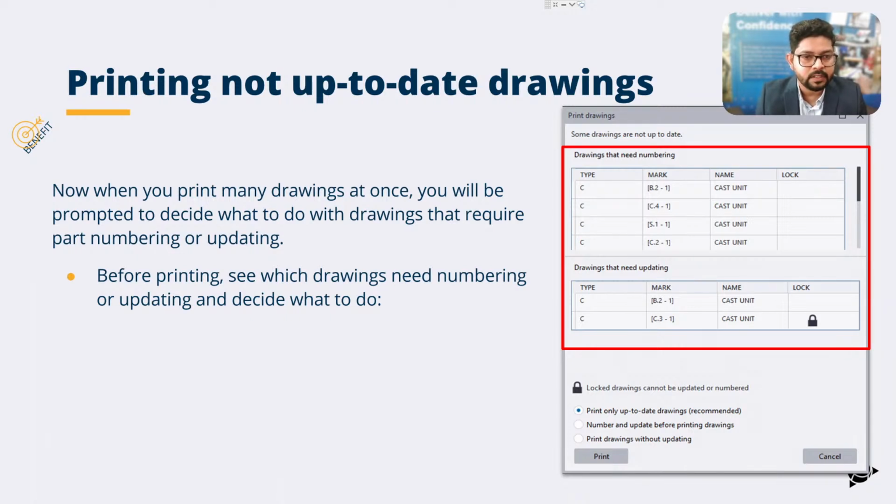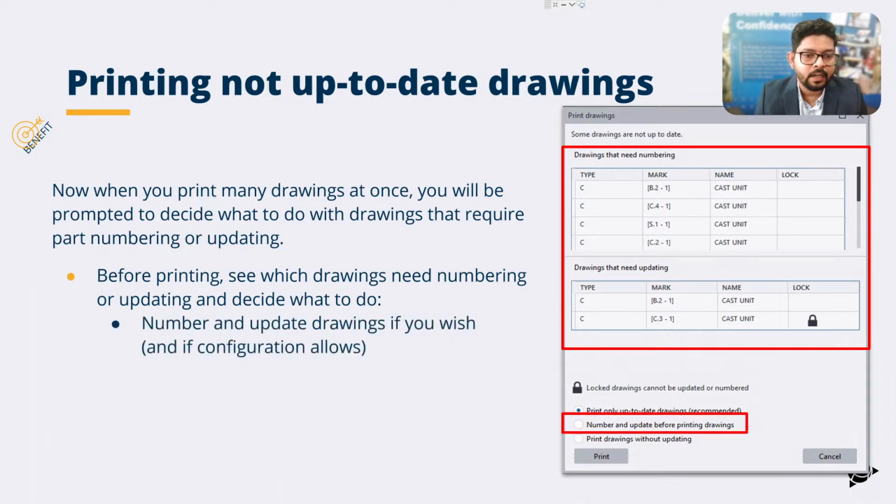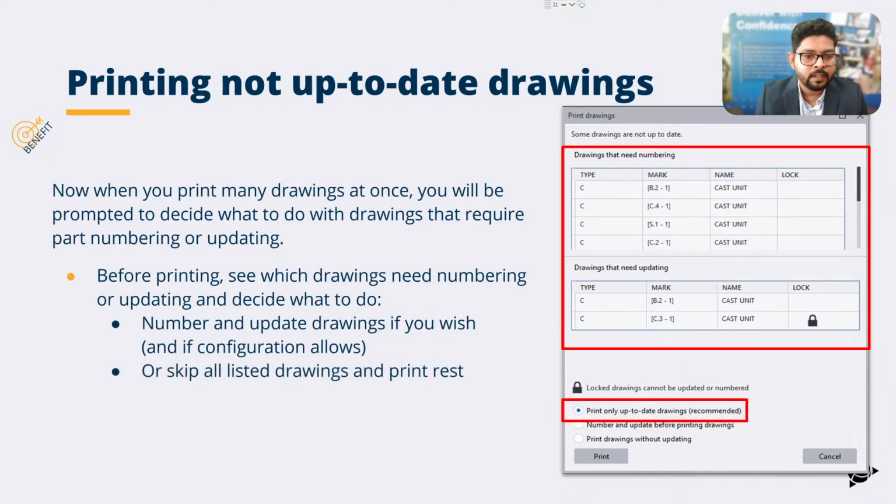Like here you can see in this dialog, some of the drawings have been highlighted. And then before you print, you can decide whether you just need to click on number and update the drawings before you print, or as a recommended method, you will just print only the drawings which are updated. So this way there is no interruption while you print.